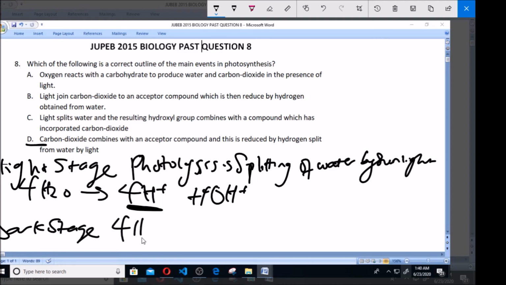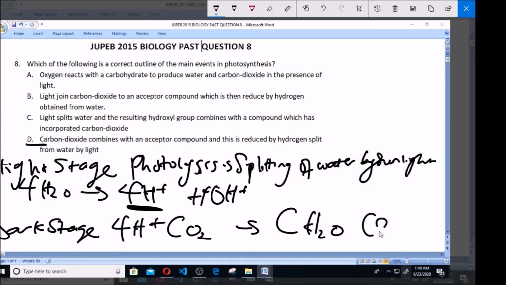This hydrogen here will then combine with carbon dioxide to produce starch. So there we have, that's why the D is the correct answer.